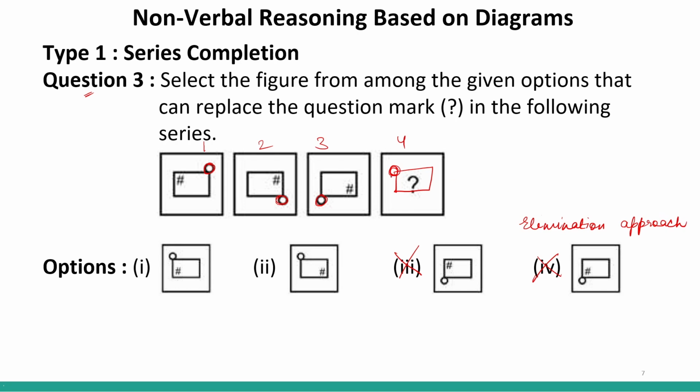Correct? So now if it is over here, let us look at hashtag. Hashtag over here moved to this, moved clockwise, then came back to this. So hashtag will be here. It is moving clockwise 1 position. So option number 1 will be the correct answer.